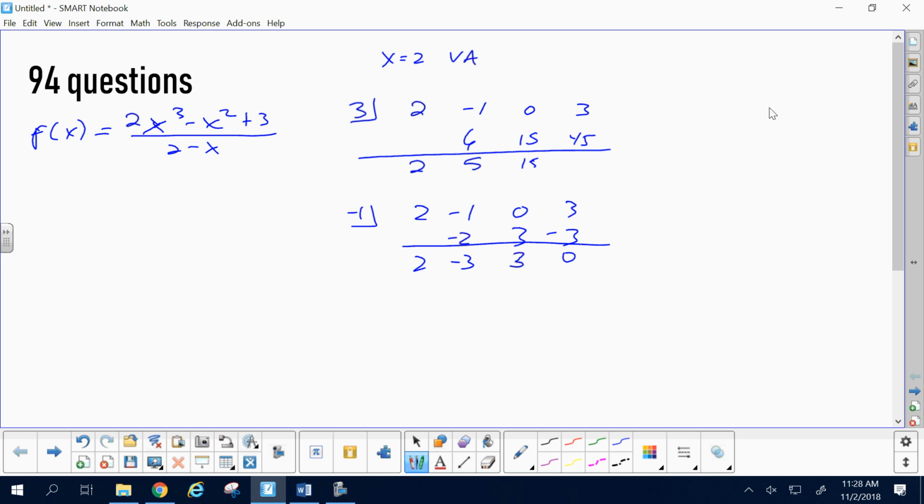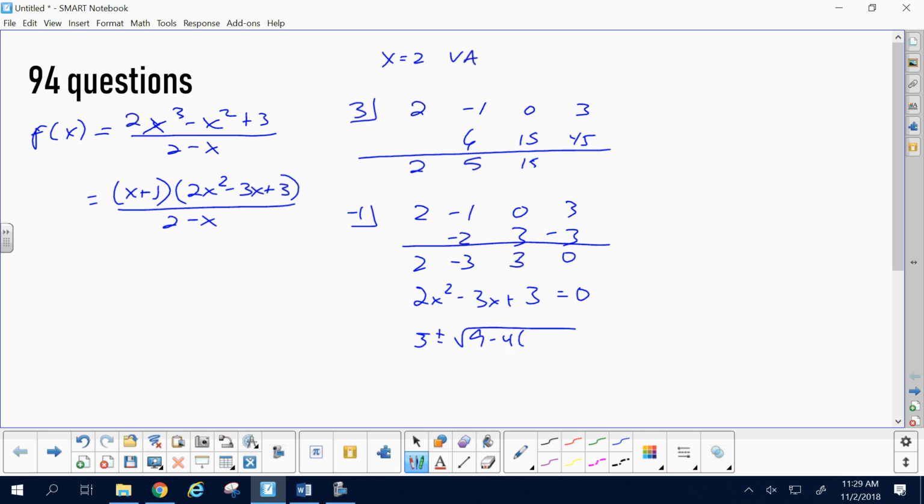Boom, goes the dynamite. Okay, so x plus 1, bingo. 0 is negative 1. Then 2x squared minus 3x plus 3 over 2 minus x. Does that have real zeros? It doesn't factor. Using the quadratic formula, 3 plus or minus the square root of 9 minus 24, I'm feeling negative under the root, so imaginary solutions. So there's only one real root, which every cubic must have. Cool.